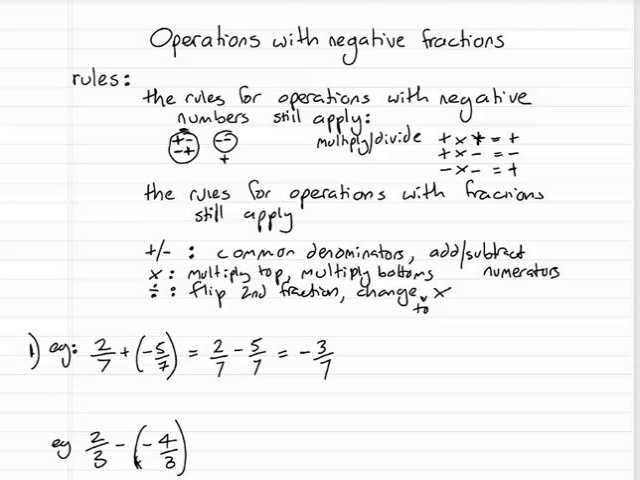The next one, 2/3 minus negative 4/3. Now, the denominators are the same, and taking away a negative is a positive. The negative's in the brackets, so you can see that the whole fraction is negative. So rewrite with the minus a negative as a positive. That's 2/3 plus 4/3.